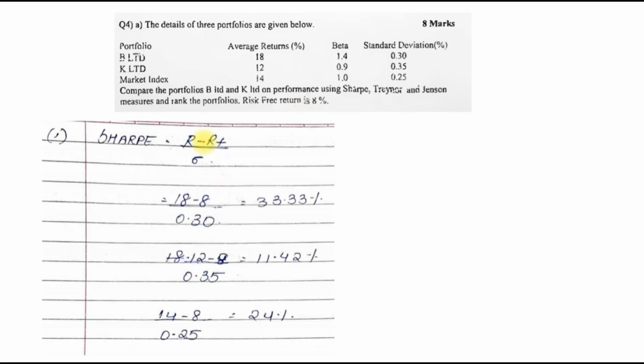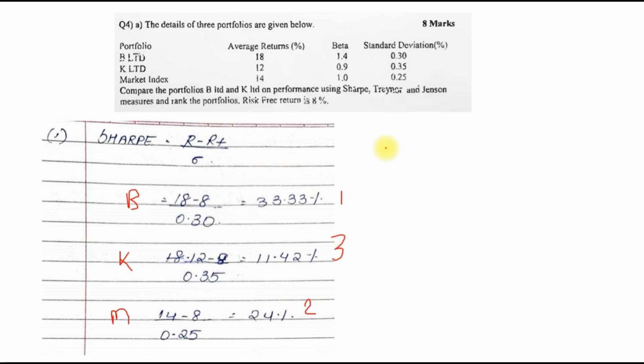So first we'll go for Sharpe's. Under Sharpe, the formula is return minus risk-free upon standard deviation. We have B Limited, K Limited, and the market index. We apply into the formula. So 18 minus 8 upon 0.3, 12 minus 8 upon 0.35, and 14 minus 8 upon 0.25. We get those values. Now we have to rank them. First is B, second will be market index, and third will be K Limited.